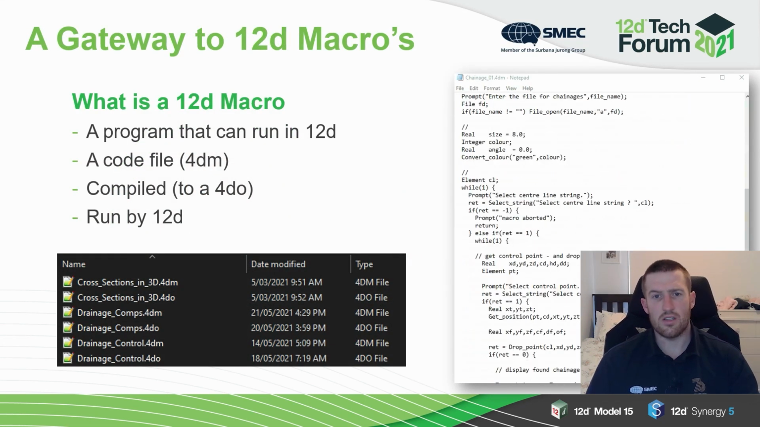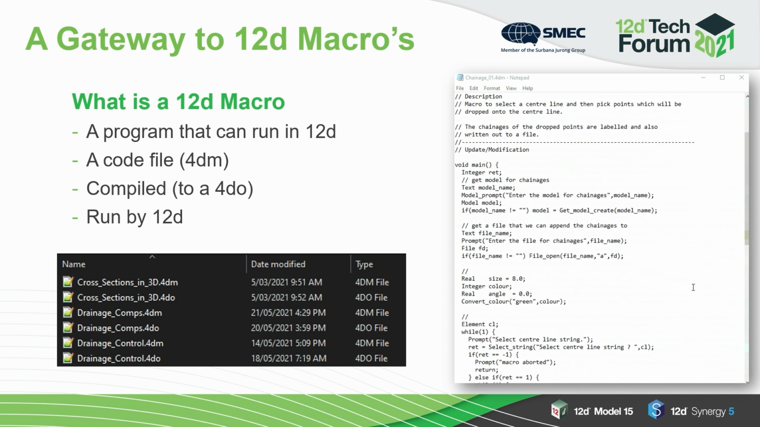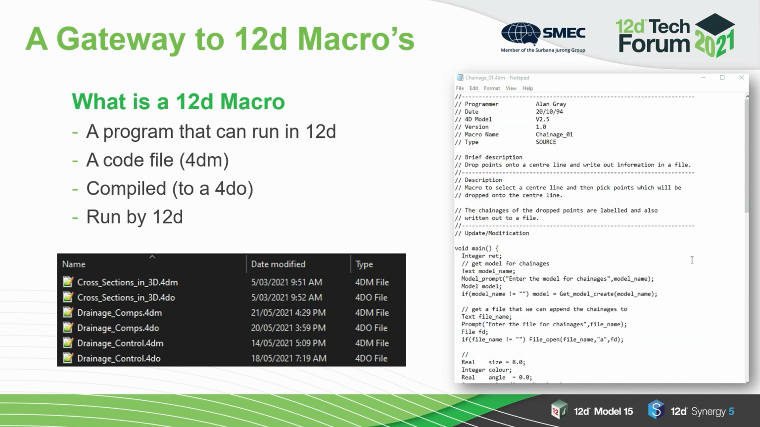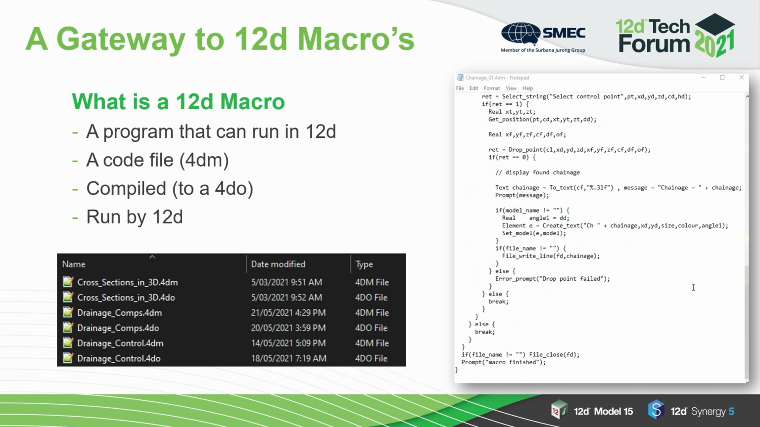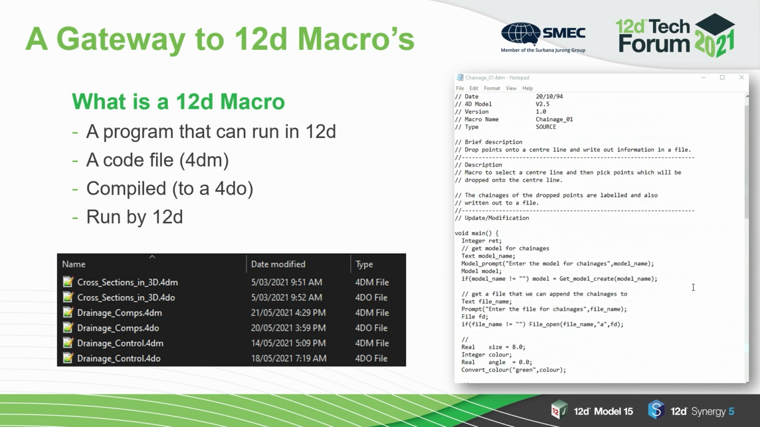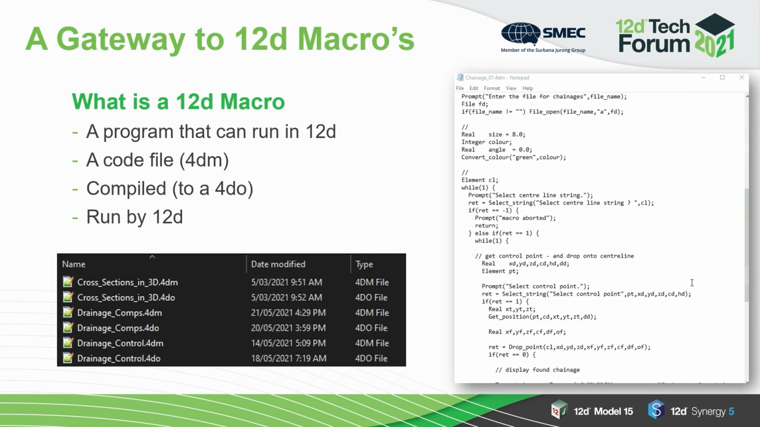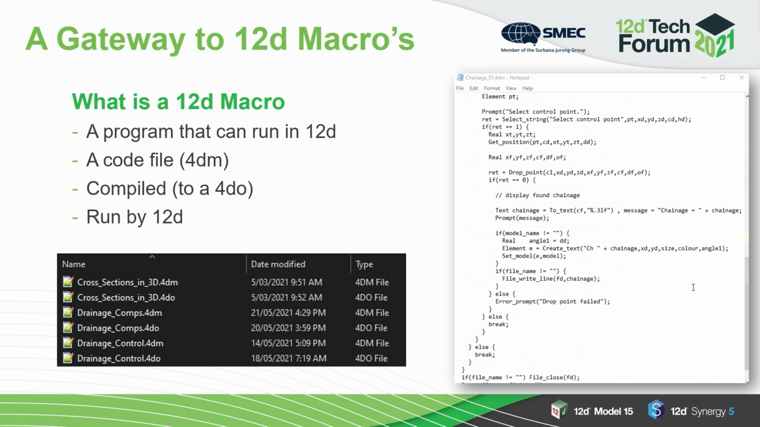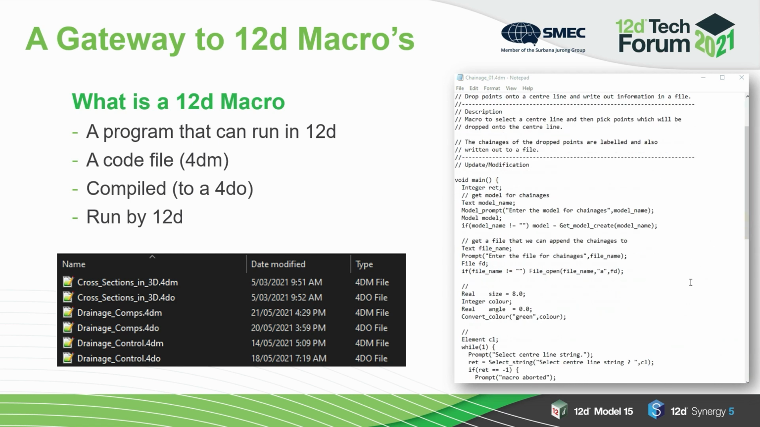All right, so let's get into some macros. Firstly, some background information. What is a 12D macro? In short, a macro is a program that can run in 12D. Sometimes they have user interfaces where a designer can interact with them, and other times it's just code that runs in the background. In a literal sense, a macro is a programming or a code file, a 40M.